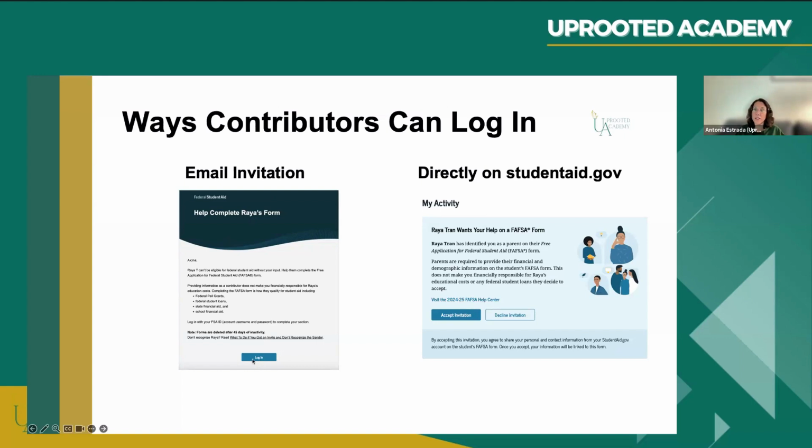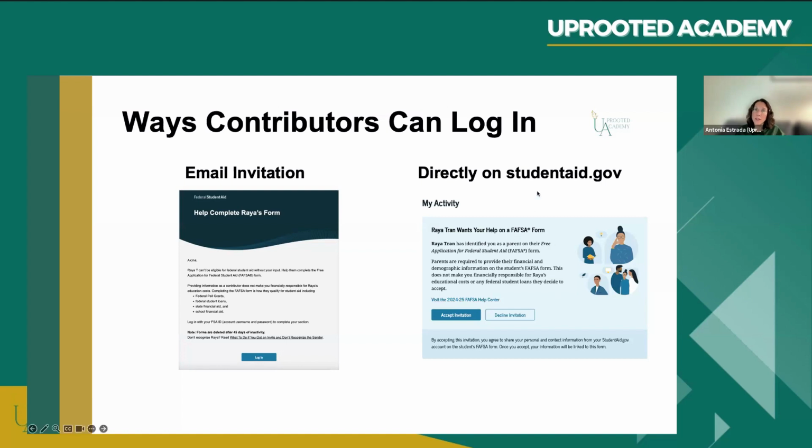They can log in simply by clicking on this button in the email, and they'll be sent directly to the website where they're going to enter their username and password, and they can fill out the form. If parents don't receive an email, they might want to double check that the email has not been sent to spam or the junk folder, or confirm with their student which email address the invitation was sent to.